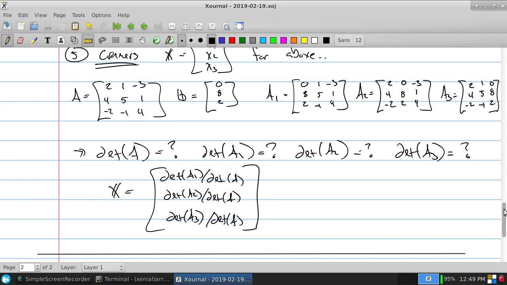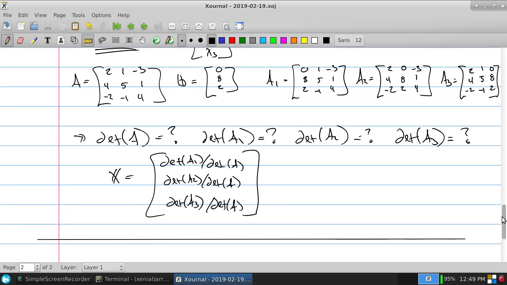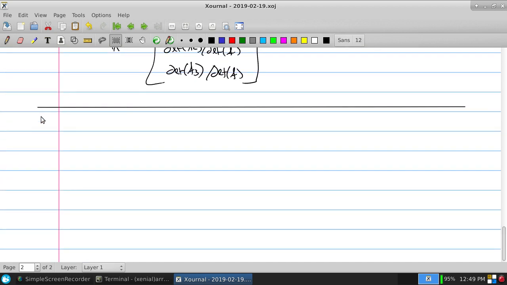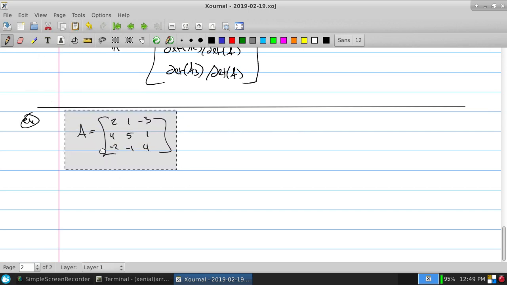So when you do an elementary type 3, it doesn't change the determinant, right? So we could add row 1 to row 3. Let's say we want to do that one, right? Just go ahead and take this, and say, calculate the determinant of that, right?